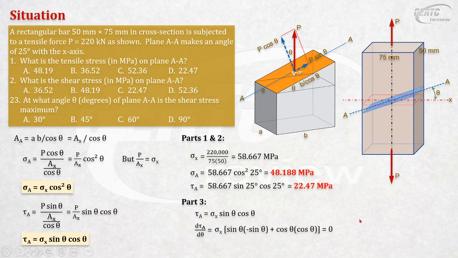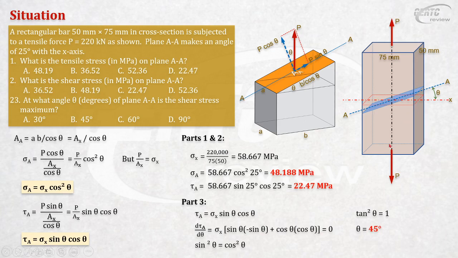So let's transpose it to the other side. It will become like this. And let's divide both sides by cosine squared theta, and it will become tangent squared theta equals 1, and finally theta equals 45 degrees. So the plane with maximum shearing stress is at 45 degrees with respect to the principal axis.